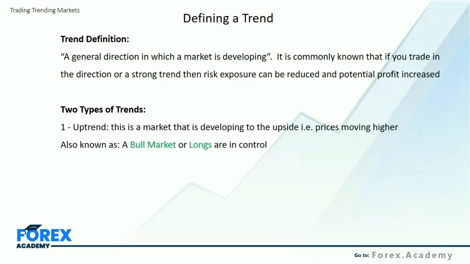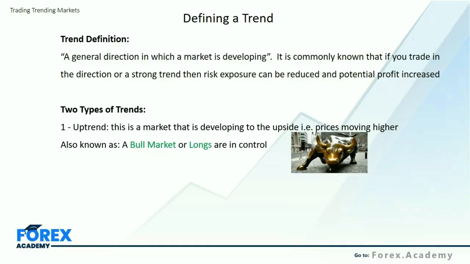There are two types of trends. There's an uptrend, which is simply a market that is developing to the upside, i.e. prices moving higher and consistently higher. An uptrend is also known as a bull market. You might also have heard the term that the longs are in control of the market, so you can either go long or go short. When traders go long, it means they're looking for prices to increase. If you are trading an uptrend, it's commonly known as a bull market, and there is a very well-known image of the bull in New York, as you can see currently on screen.